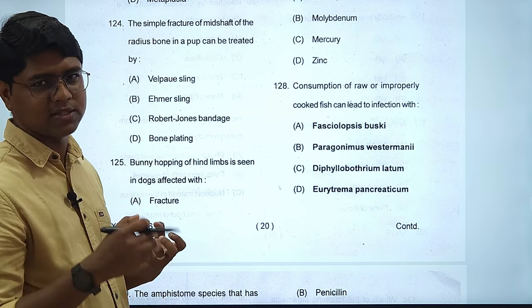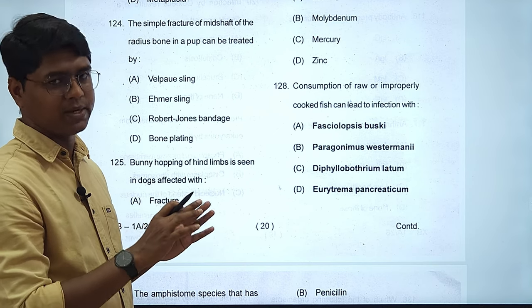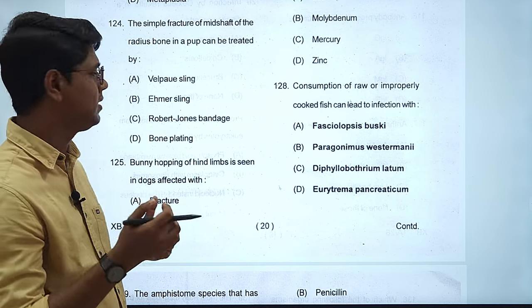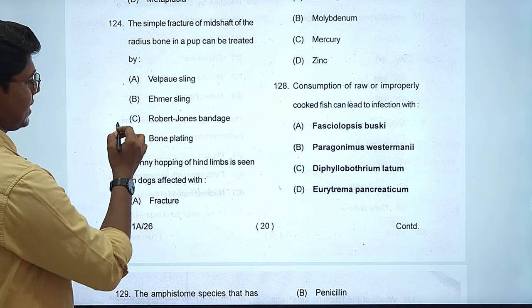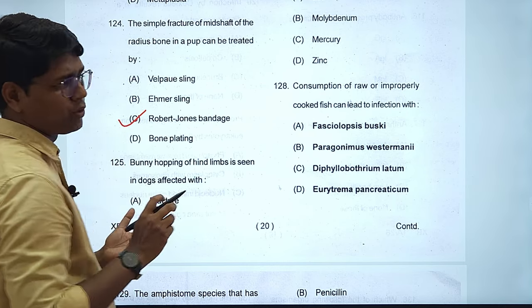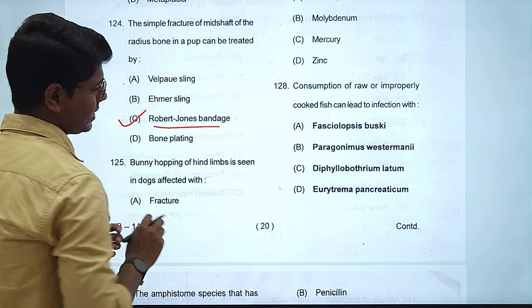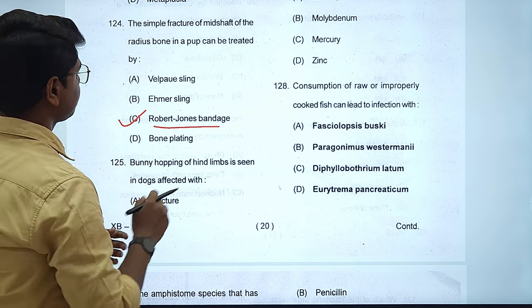Internal fixation is not done in pups, preferably because the bones are growing. If you do any internal fixation, it may hinder the growth. So the answer is Robert Jones bandage, although the most appropriate will be Thomas splint. But the Robert Jones bandage in puppies can work better.